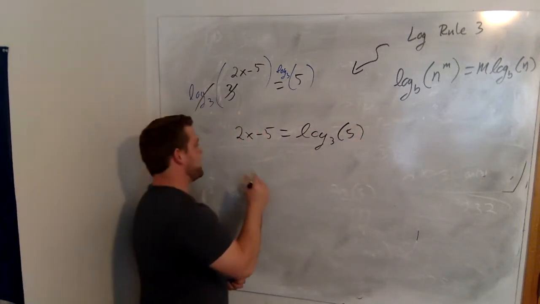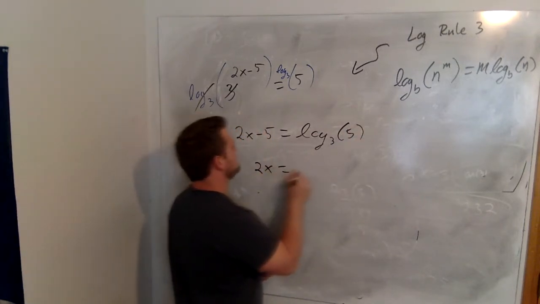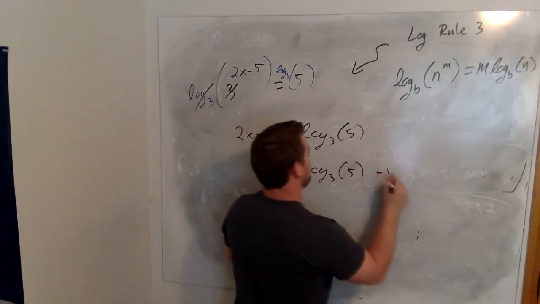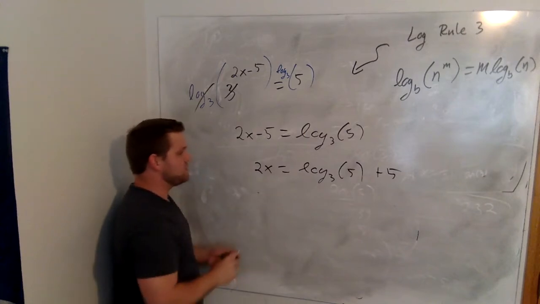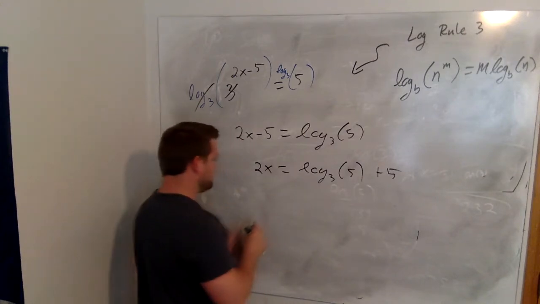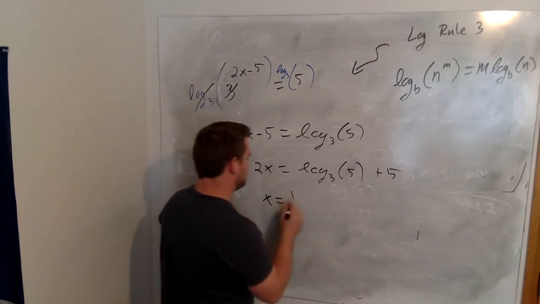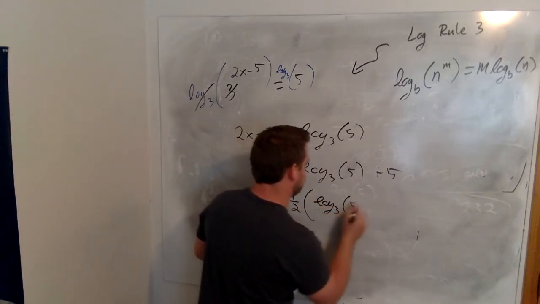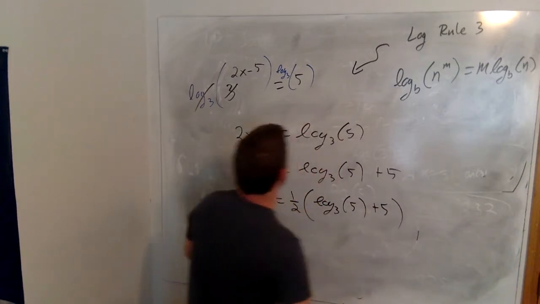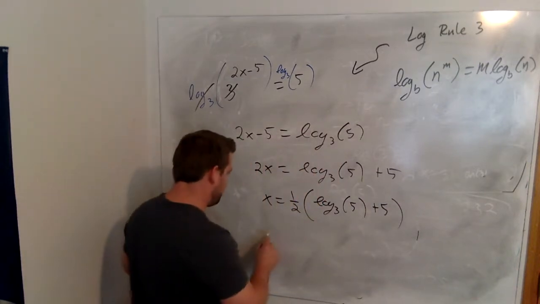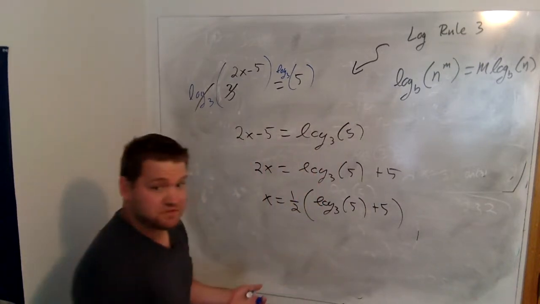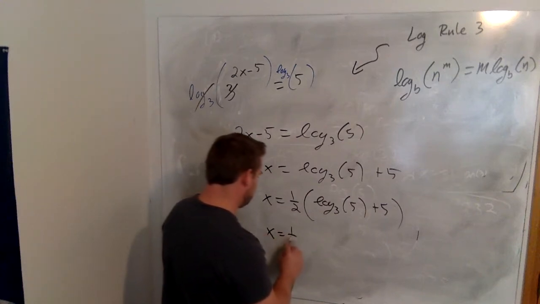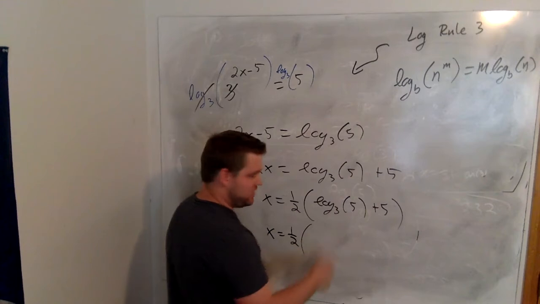We could add 5 to both sides. So we get 2x is equal to log base 3 of 5 plus 5. And then you can multiply everything by a half. So you get that x would be equal to 1/2 times log base 3 of 5 plus 5. Now if you want to type this into your calculator, what would you have to do? You would have to use the change of base formula.